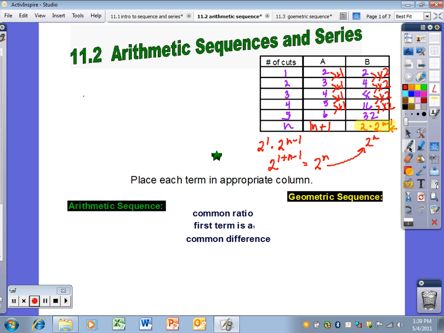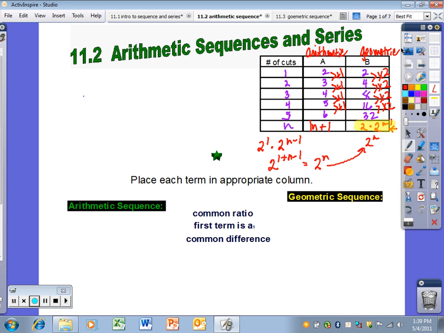Now, which did you learn first? Arithmetic or geometry? Arithmetic. So would it make sense to you that when we repetitively add, we call that arithmetic? And when we repetitively multiply, we call that geometric. Because you learned arithmetic before geometry, and you learned to add before multiplication.